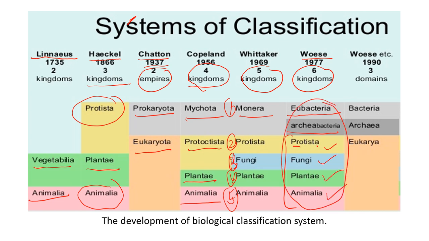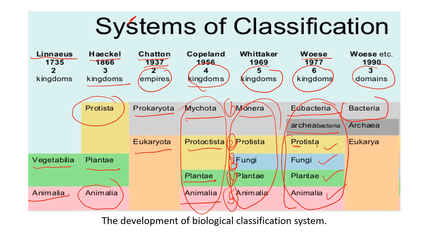So this is the six kingdom. This is the five kingdoms. And then you have the four kingdom before that. And then in 1990, Woese classified organisms based on three domains, which are bacteria, archaea, and then eukarya. So these are the three domains that remain today.